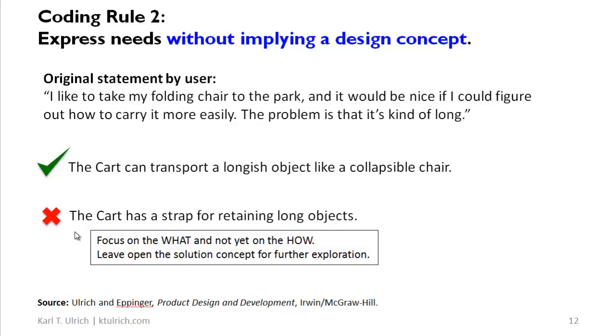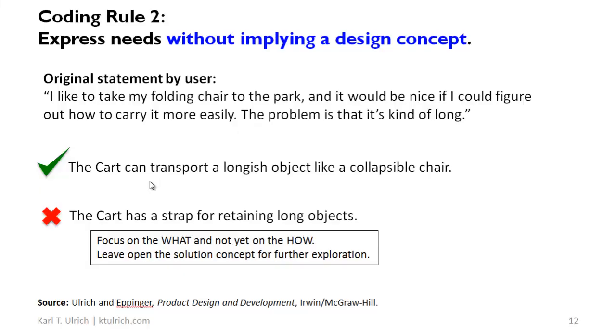We're going to get to solving the design problem next, but for now what you're trying to do is accurately characterize the problem and leave open for the designer, for you or the other designers, as much latitude as possible for finding a solution that will close the gap. As soon as you write that it has straps on it, you've overly constrained the problem. So it's much better to express that need as the cart can transport a longish object like a collapsible chair.